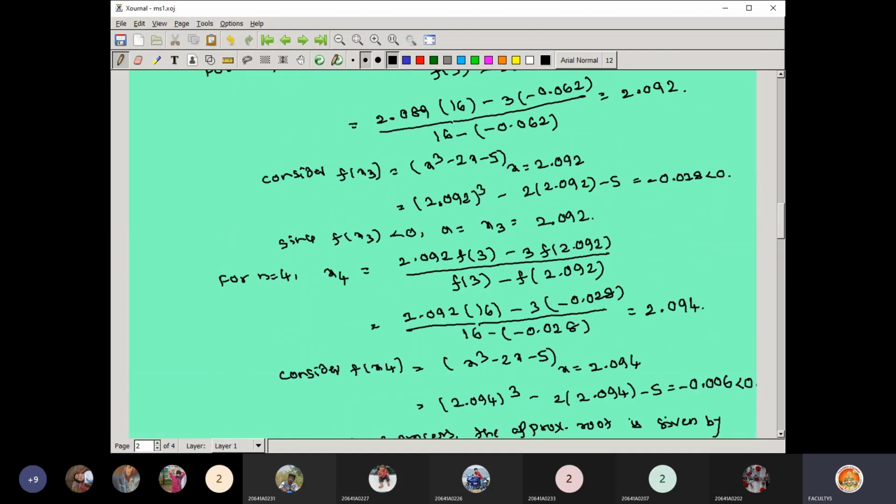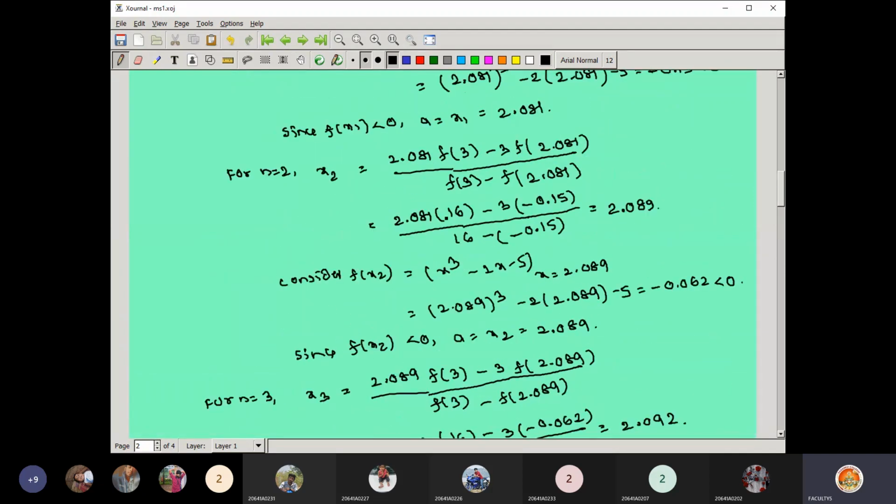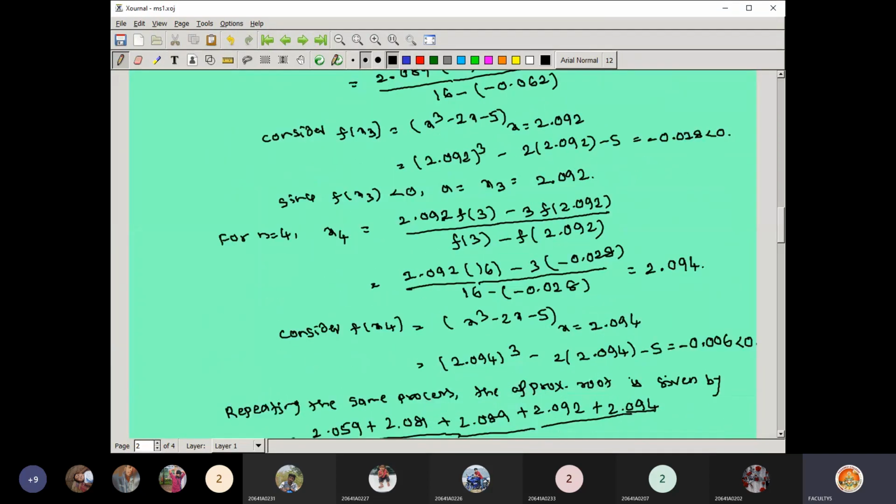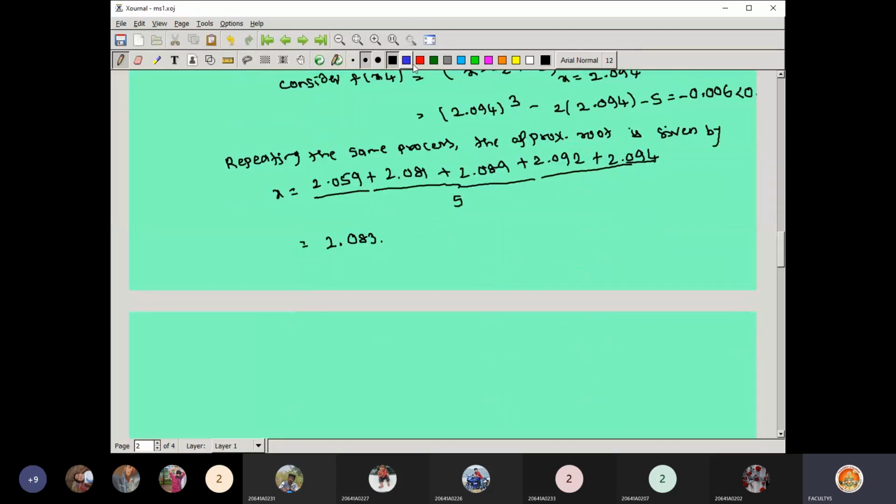Procedure is almost the same. The only difference is that while finding the approximate root, the formula is different. Substitute in the function. If it is equal to 0, stop it. Less than 0, a changes. Greater than 0, b changes. That is the only difference. Are you understanding this process? Yeah sir, clear.